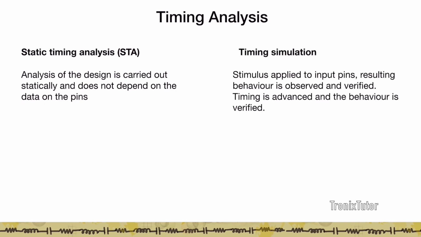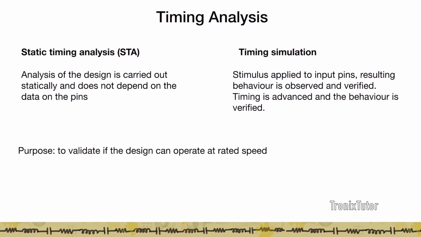The other kind of timing analysis would be doing what is known as a timing simulation, in which you apply a stimulus to the input pin, observe the resulting behavior and verify that it is what it's intended to be, and then advance the timing, change the input pins and repeat the behavior, right? So both are simulation based, but here you're actually running the code one after the other and seeing the response. Here you're doing it based on some timing characterization that you've done earlier.